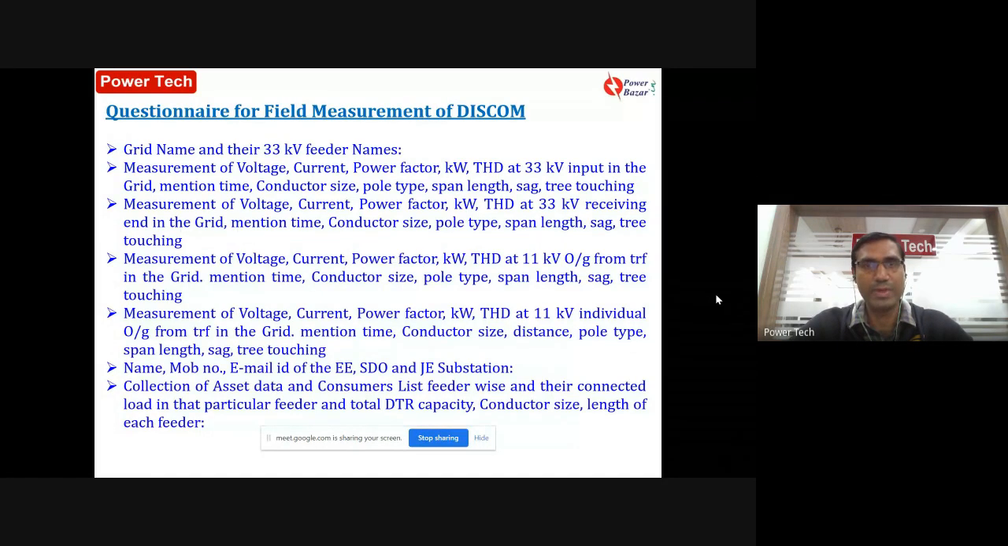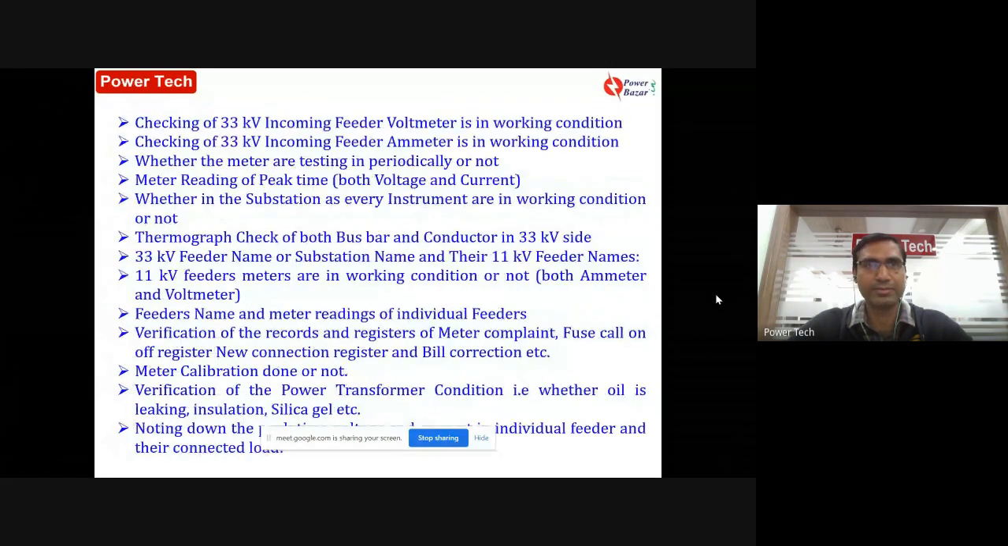What we mean by span length, what is meant by sag, and this measurement is at 33 kV input. Then the 33 kV receiving end in the grid. Then the 33 kV is stepped down to 11 kV with the transformer, and then the measurement at the outgoing from the transformer, and then each individual 11 kV outgoing from the transformer is also calculated. So all these details need to be collected when we go for the field visits.